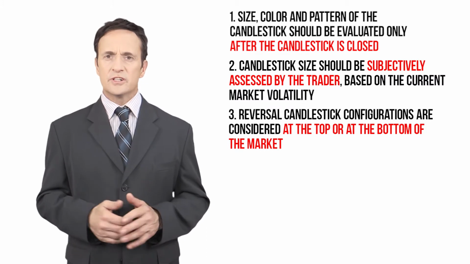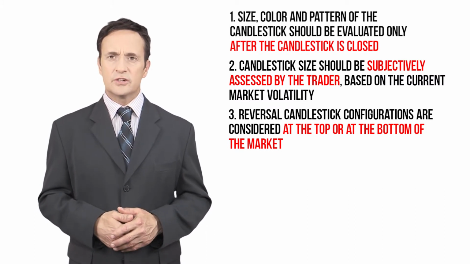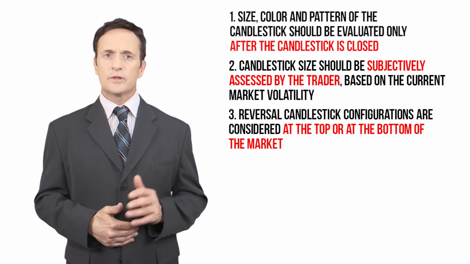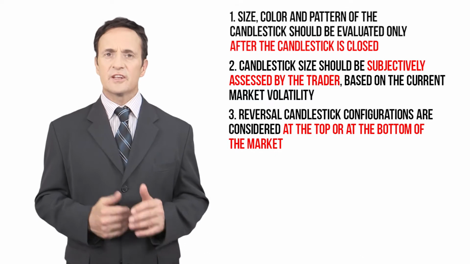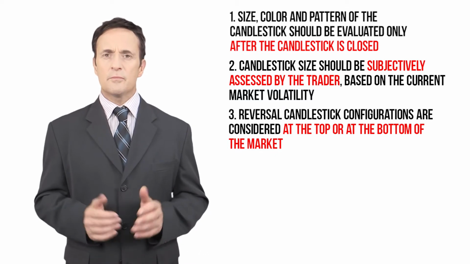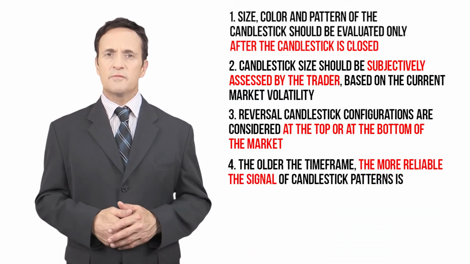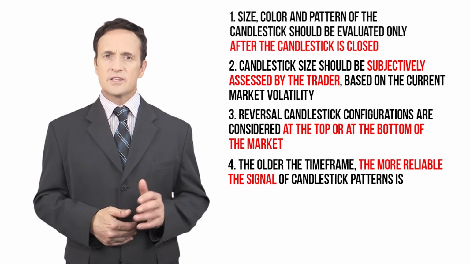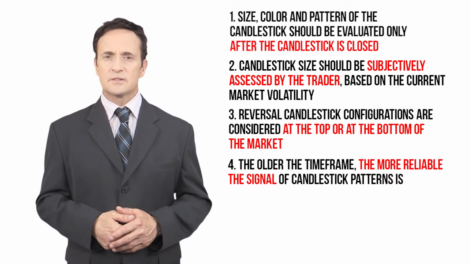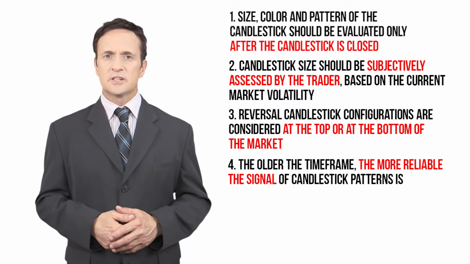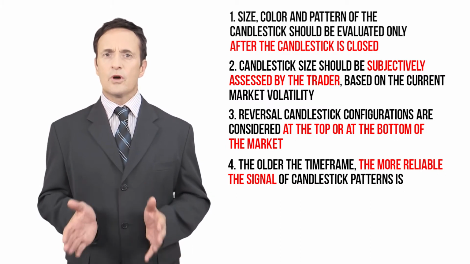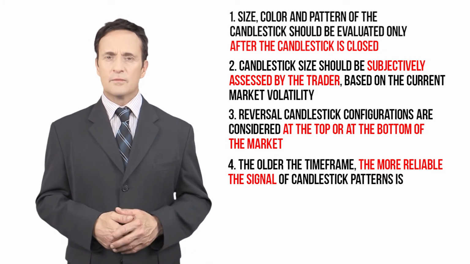Rule number 3. Reversal candlestick configurations are considered at the top or the bottom of the market. We've already mentioned that candlestick configuration holds only at the bottom or at the top of the market, as well as near significant levels. Rule number 4. The older the time frame, the more reliable the signal of the candlestick pattern is. For example, candlesticks in 4-hour periods are stronger and give more reliable signals than 1 hour.